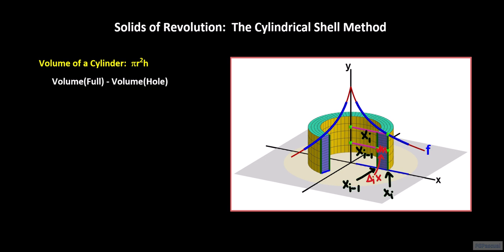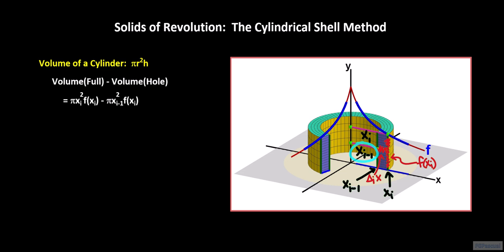The radius of the full cylinder is x sub i. Its height is equal to the y-coordinate at x sub i, and so its height is f of x sub i. Therefore, the volume of the full cylinder is pi times x sub i squared times f of x sub i. The radius of the hole this time is x sub i minus 1. We take its height to be also equal to f of x sub i, since we are using rectangles with horizontal tops for region R. And so the volume of the hole is pi times x sub i minus 1 squared times f of x sub i.